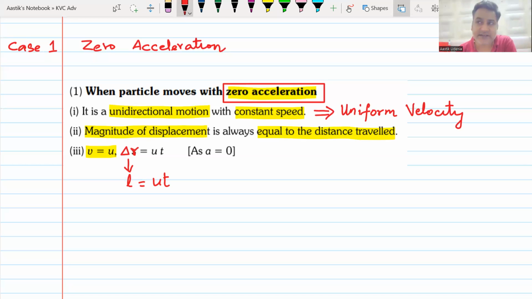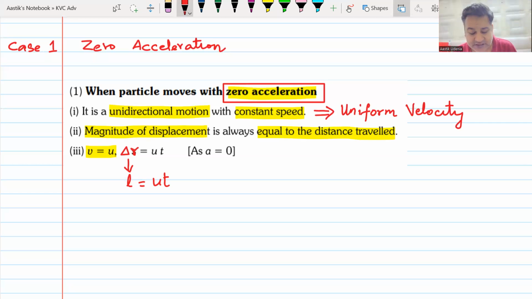We have done cases like this where the particle was moving with velocity v1 for time t1, then velocity v2 for time t2, and then they asked us to find out the average velocity and average speed. Those are the only questions of zero acceleration. Do we remember them? Yes, sir. That was the only case where you will find zero acceleration.